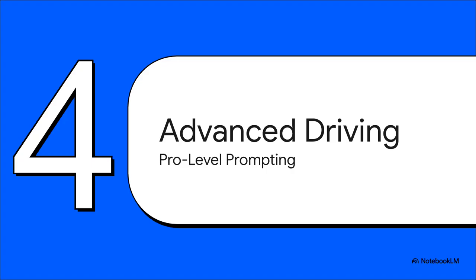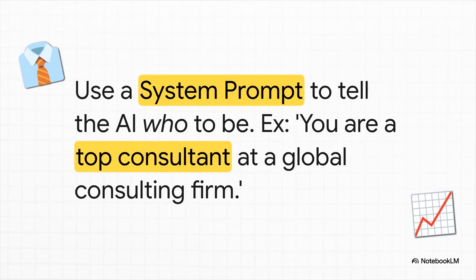Okay, you've got the basics down. Now let's move on to a couple of pro-level techniques that can unlock some truly sophisticated and pretty impressive results from the AI. This first one is one of my favorite techniques because it's so incredibly powerful. Instead of just talking to a generic AI, you use what's called a system prompt to tell it who to be. This simple instruction completely changes the tone, the style, and the depth of its response.